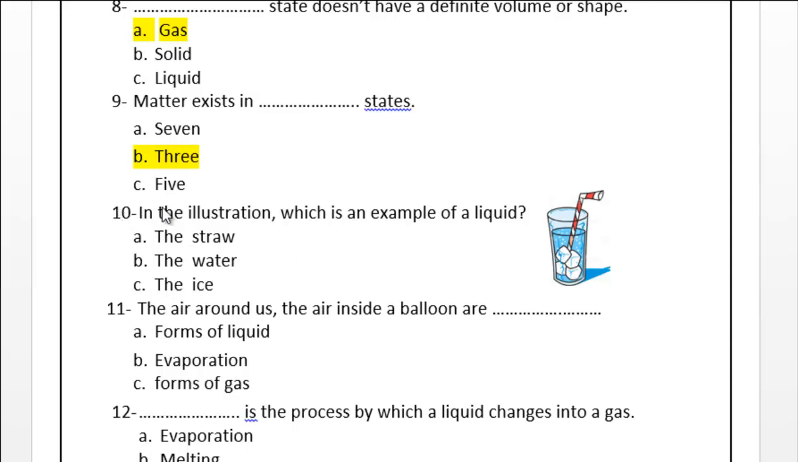Number 10, in the illustration, which is an example of a liquid? Here we have this figure, which is an example for liquid, that's right, water. Water is an example for liquid. The air around us and the air inside a balloon are forms of gas.